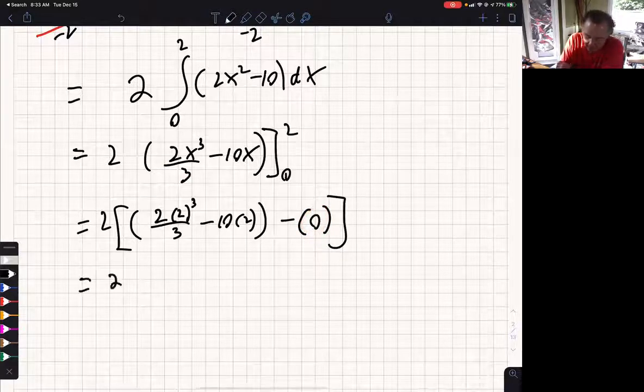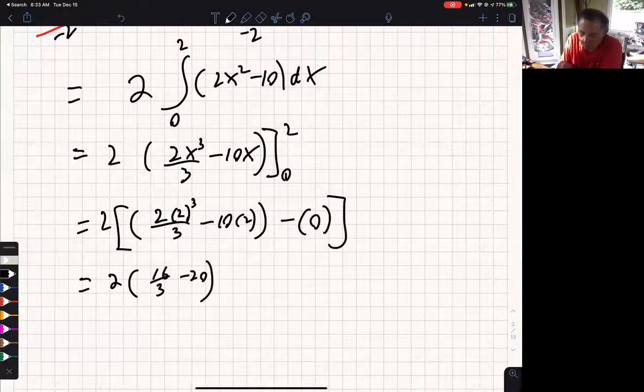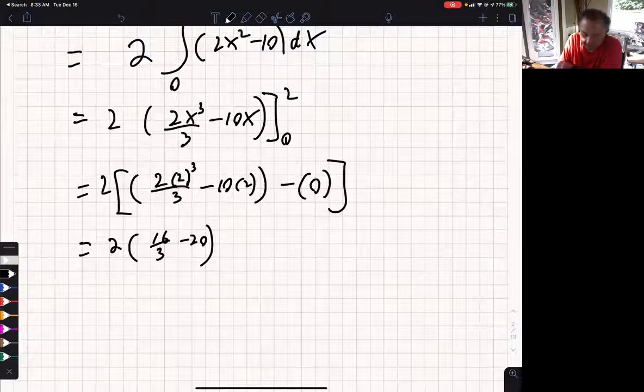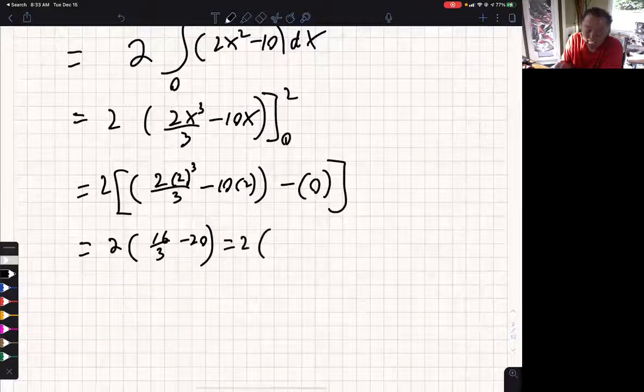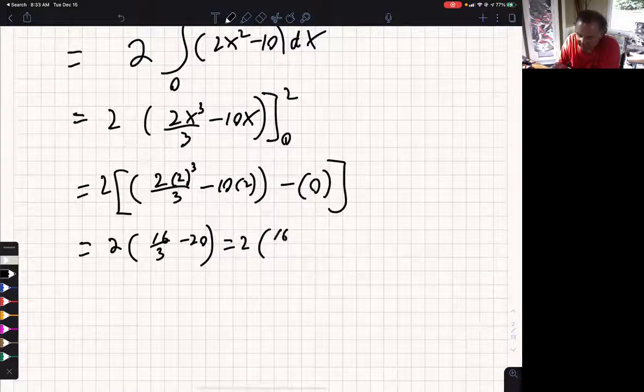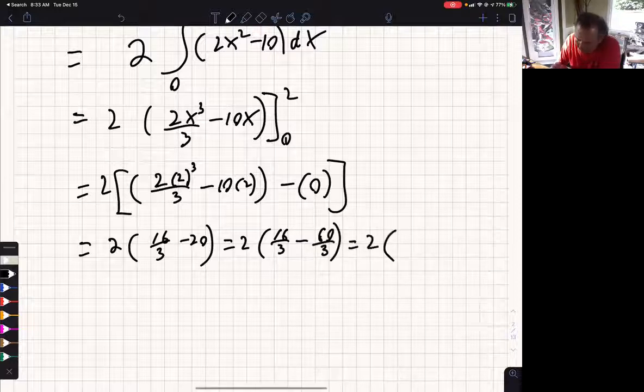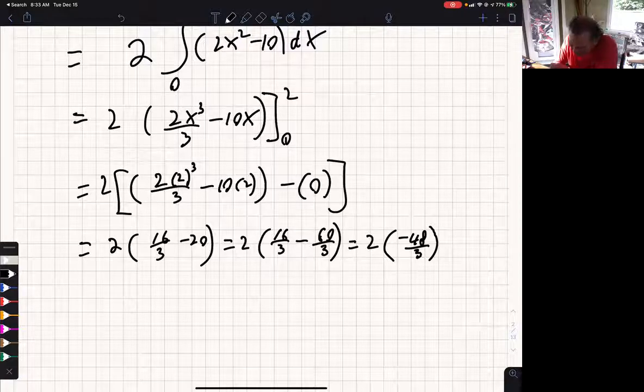And now that's going to be 16 thirds minus 20. Should I distribute the 2? I don't know what I'm going to do. I'm going to get a common denominator of 3. So we have 16 thirds, and it's going to be 60 thirds, which will be negative 48 thirds. Is that right? 60, 40, 56. No, 44. I think it's 44. 40, 50, 60. Yeah. And then times 2, I get negative 88 thirds.